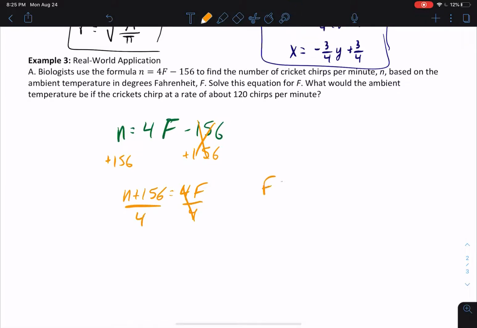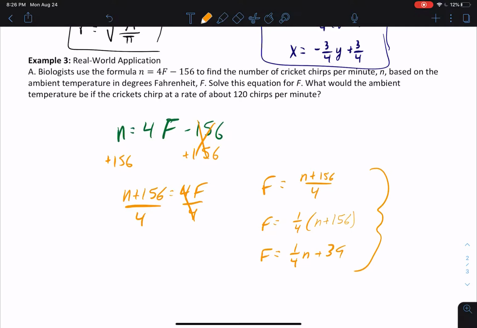Now I'm going to divide both sides by 4. All right, so I got, and I'm going to write this in multiple ways. I could have F equals (N plus 156) divided by 4. I could have F equals 1/4 times the quantity N plus 156. Or I could have F equals 1/4 N plus 156 times a fourth, or also 156 divided by 4, which is 39. All these I would accept as an answer. So all those are different representations of solving this literal equation for F.